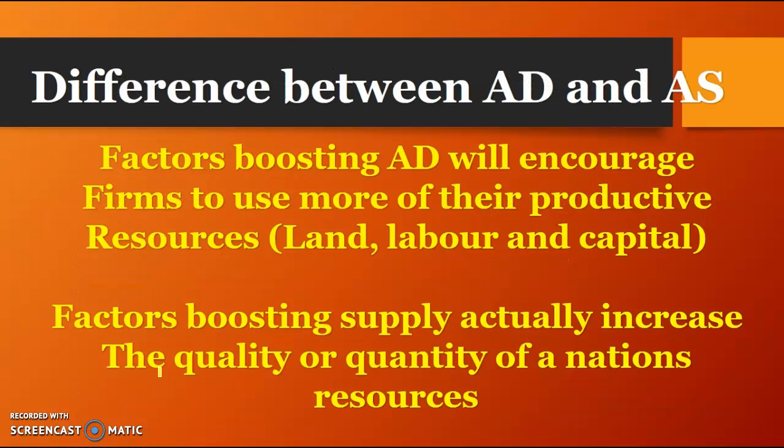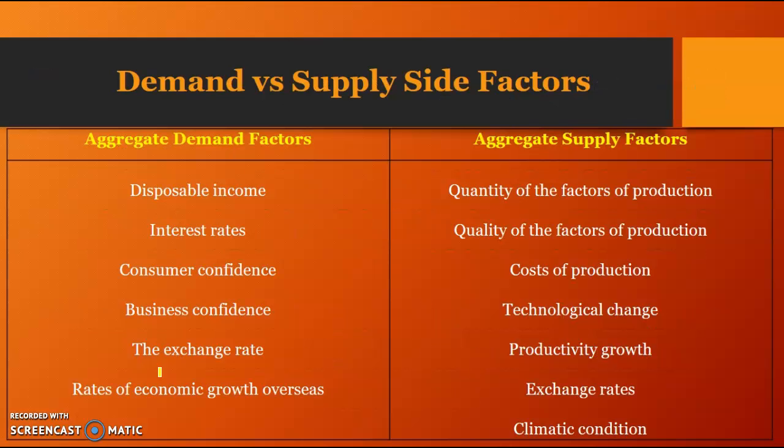So the key difference: factors boosting aggregate demand will encourage firms to use more of their resources and get closer to our productive capacity, whereas factors boosting supply actually increase the quantity or quality of those productive resources and improve our overall supply potential. So these ones we'll look at in later videos, but basically these factors impact the overall demand for Australian goods and services, where the factors on the right-hand side improve or change our overall ability to supply products.